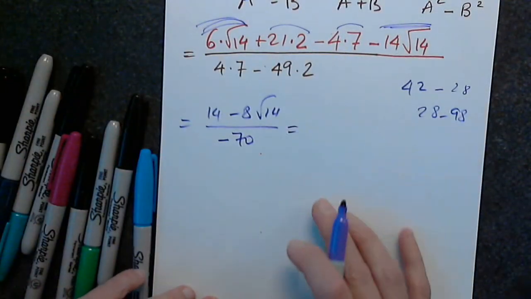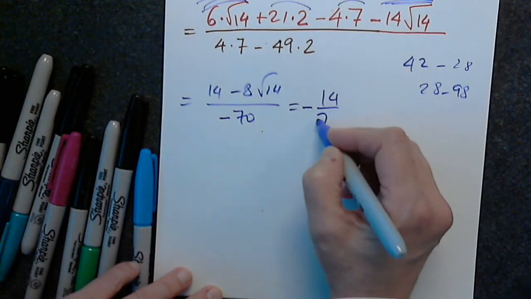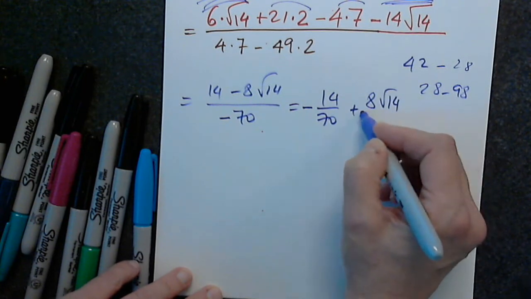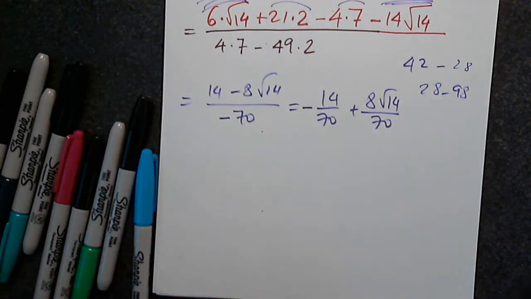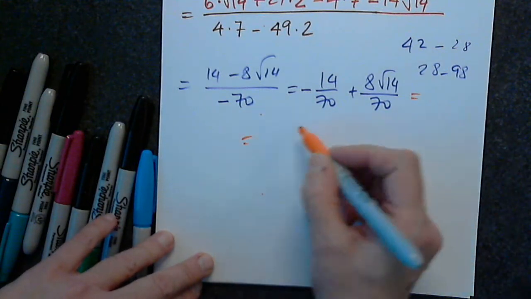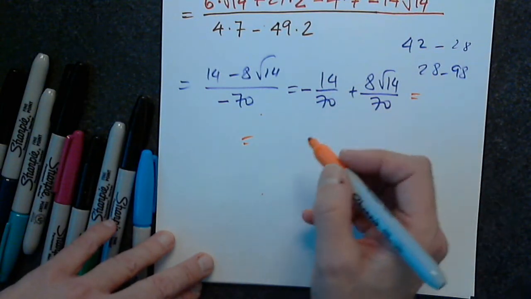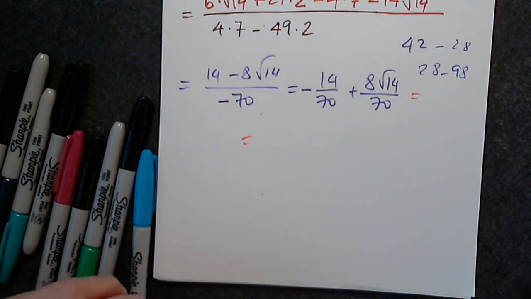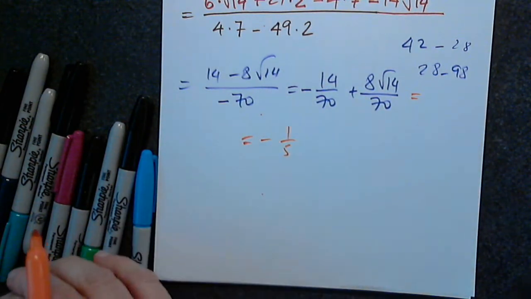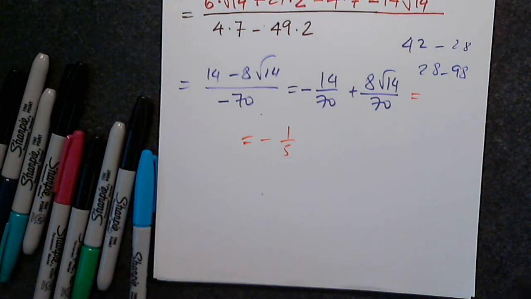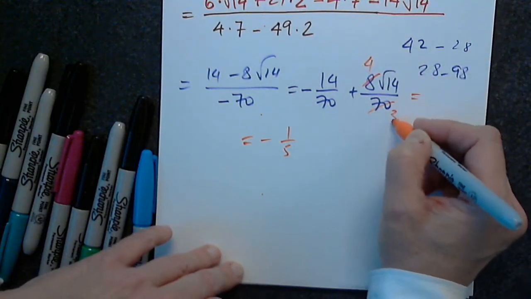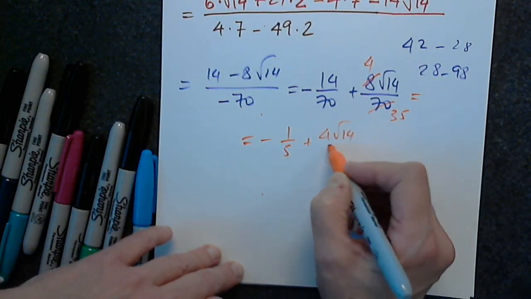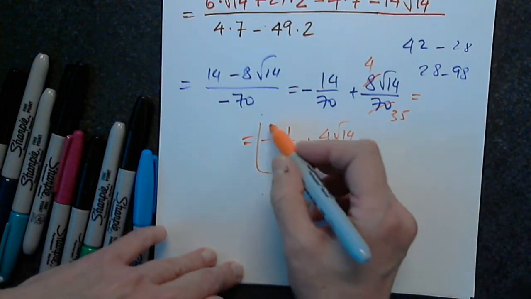Yes. Now we have no choice, but we have to separate it. Negative 14 over 70 and plus 8√14 over 70. Because we need to present it as a complex number, the real part plus imaginary. And yes, we have to simplify it fully. So I see that 14 and 70, I can simplify by 14 actually, right? So it's negative 1/5. 8 and the 70 I can only simplify by 2. So I have 4√14 divided by 35, and this is it.